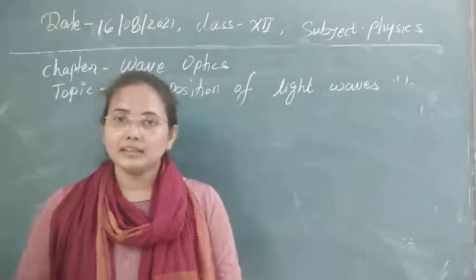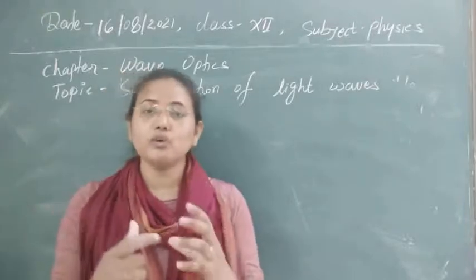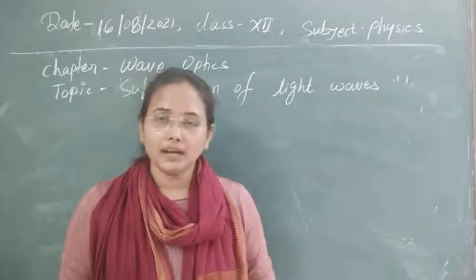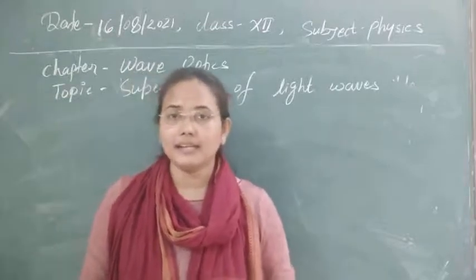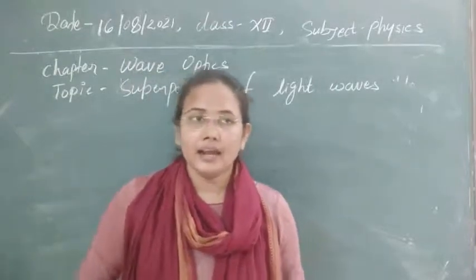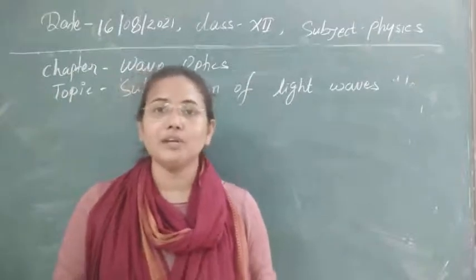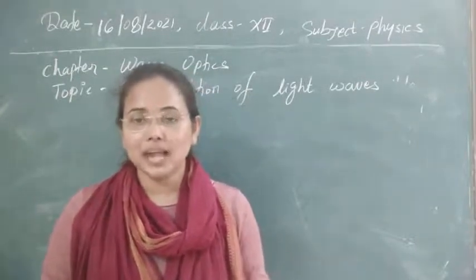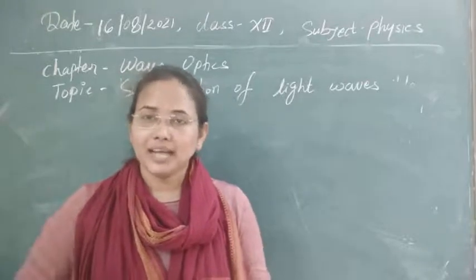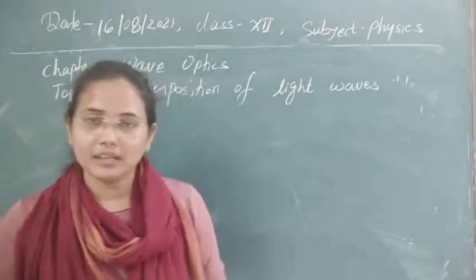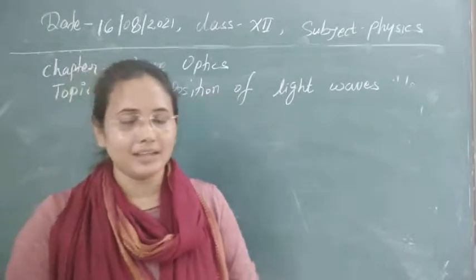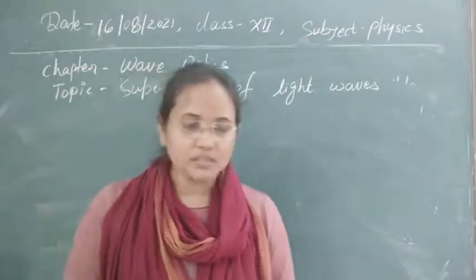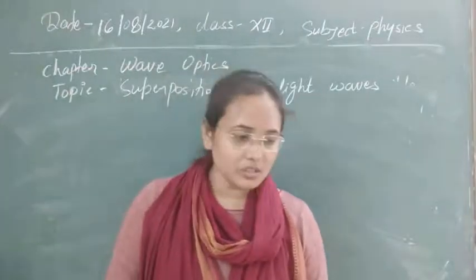So whenever two beams are superposed, the intensity of light in the resulting beam can increase, and here an additional concept we will also see: the intensity of light can be decreased also, can be zero also. For that, two new concepts we will study, coherency and incoherency. So let's first understand what the superposition principle is.